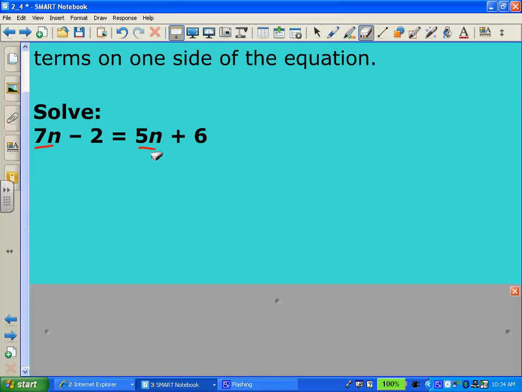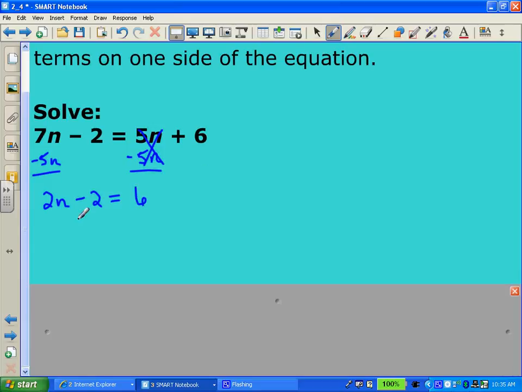So to do that, we're simply going to move one term from one side to the other. So let's say we want to move 5n over here with 7n. Well, to cancel out the 5n, I'm going to subtract it, because 5n minus 5n is essentially 0. Now remember, whatever I do to one side, I have to do to the other. So I'm also going to do that to this side. So 7n minus 5n is 2n. So then I have 2n minus 2 equals 6.